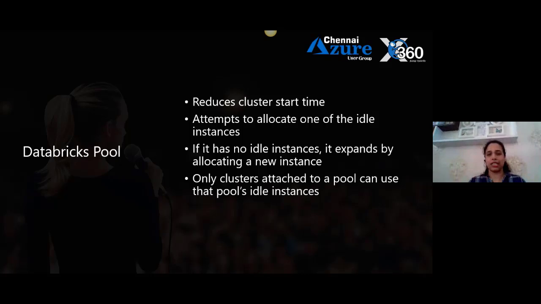How it actually reduces the cluster start time is that the pool will have idle resources, idle instances. What the cluster will do is go and get the instance from the pool. So for example, if the pool has no idle resources, the pool gets expanded by itself, getting a new instance from an instance provider and giving it to the cluster. So the cluster will get the instance immediately and get started. That is why we say Databricks Pool reduces cluster's start time. Next, once the cluster is done with the work, it returns the instance to the pool, so that the clusters that are attached to the pool will use the instances.